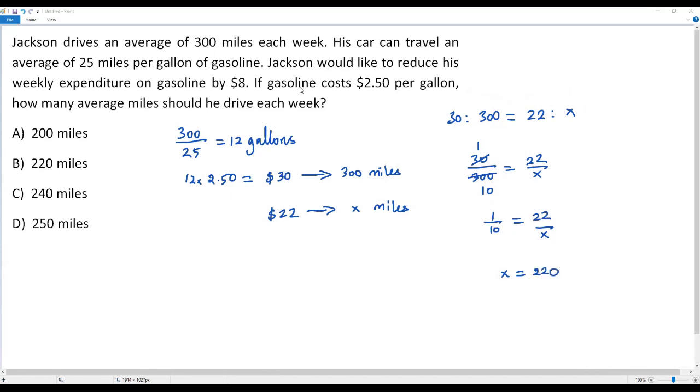So if Jackson wants to reduce his weekly expenditure on gasoline by $8, he should drive 220 miles each week. And we find this 220 miles in answer choice B. The correct answer choice for this question is B.